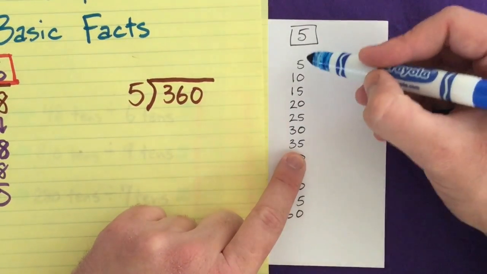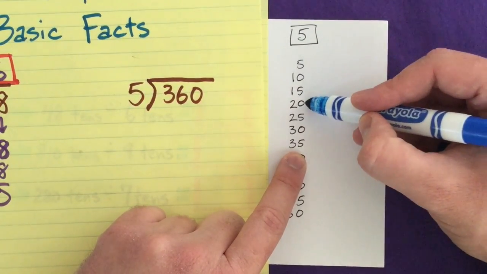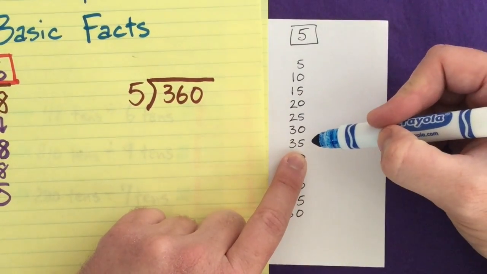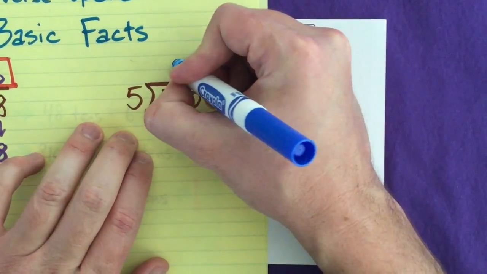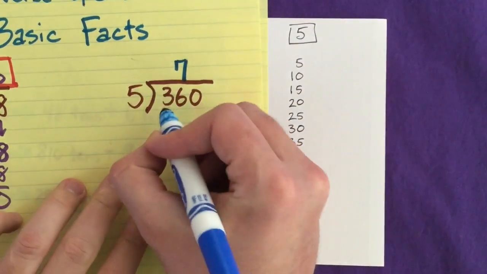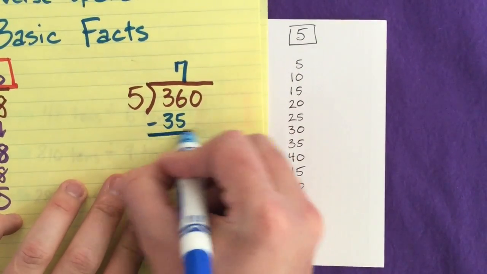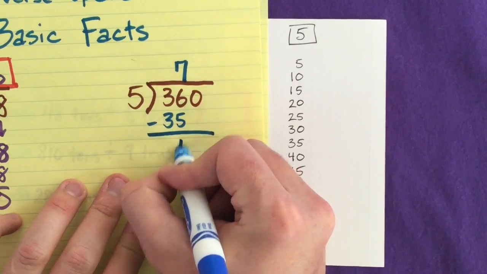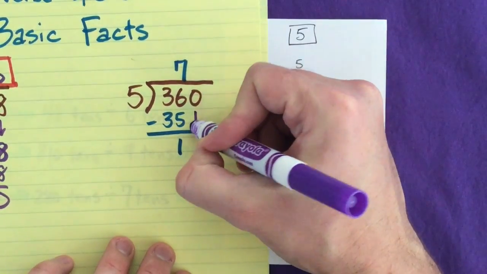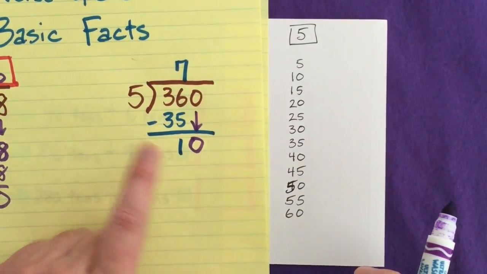Well, how many times will I have to multiply 5 to get 35? 1, 2, 3, 4, 5, 6, 7. Oh yeah, 7 times 5 makes 35. So I know that this 5 will go into 36 7 times. That will give me 35. When I take that out, I'm left with 1. If I bring down this 0, it gives me a 10. And I simply just need to repeat the process.